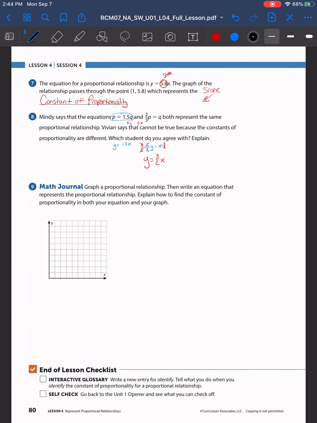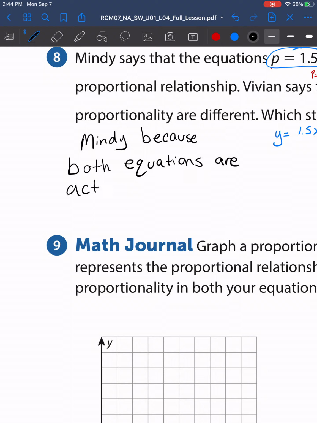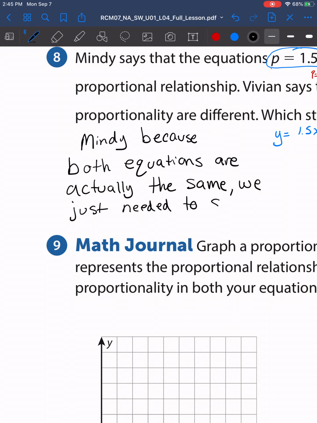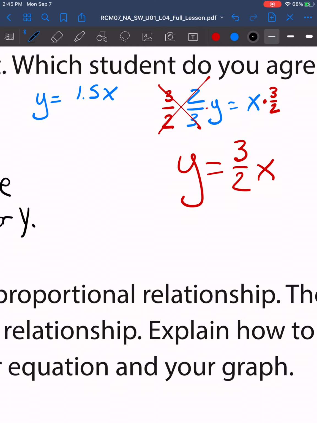So who do we agree with? We agree with Mindy because both equations are actually the same. We just needed to solve for y. Okay, because we solved for y on this one, we were able to make both equations the same.